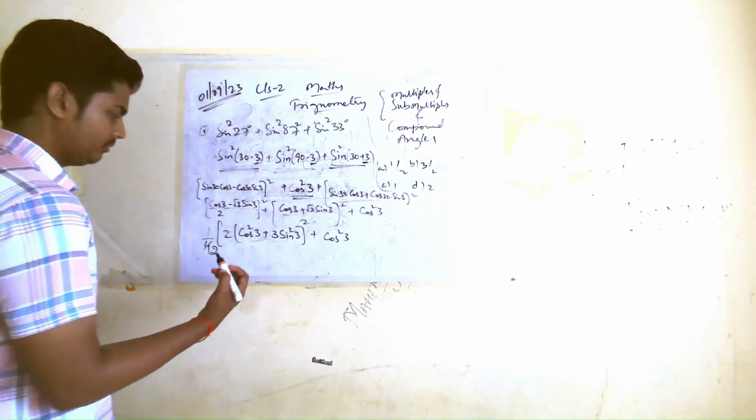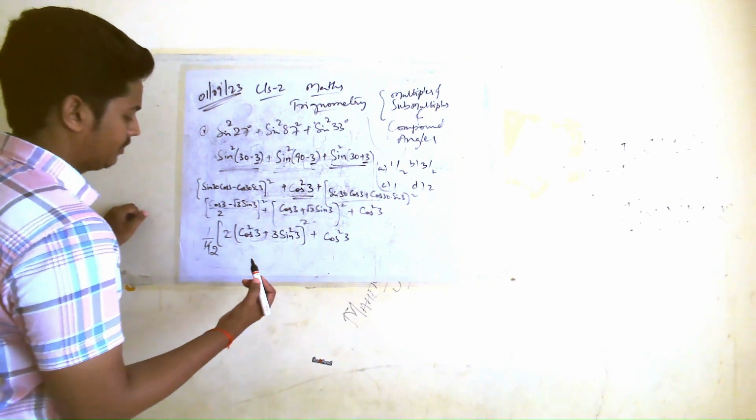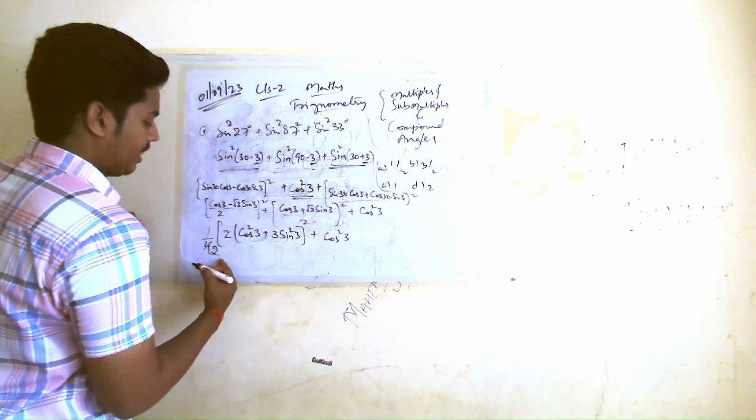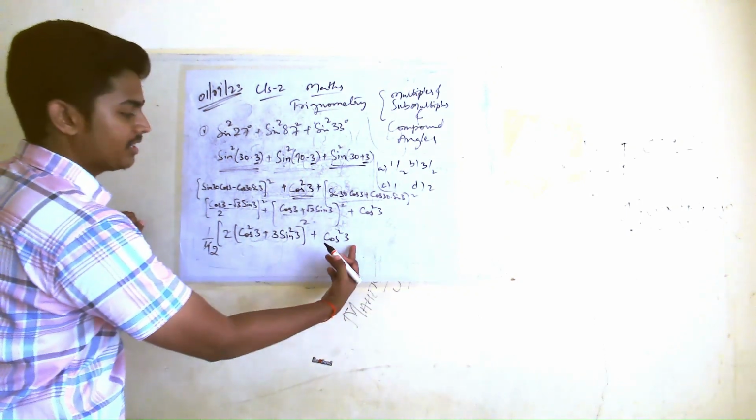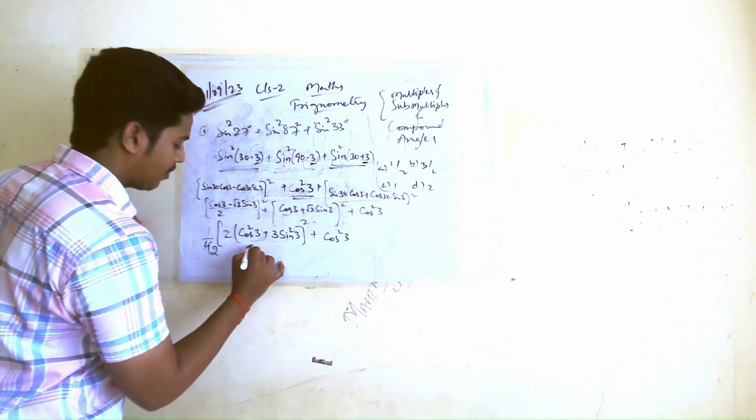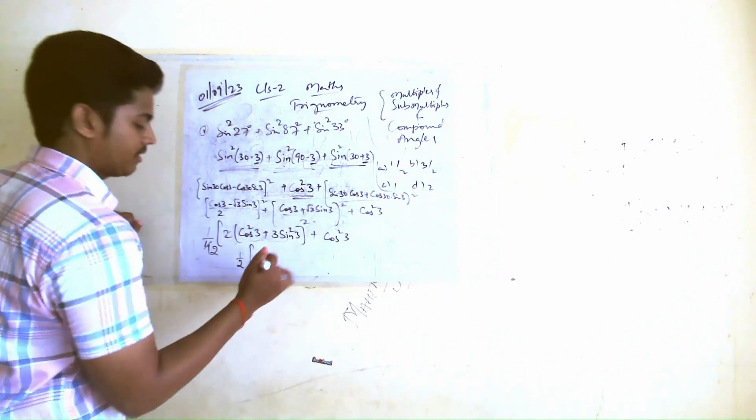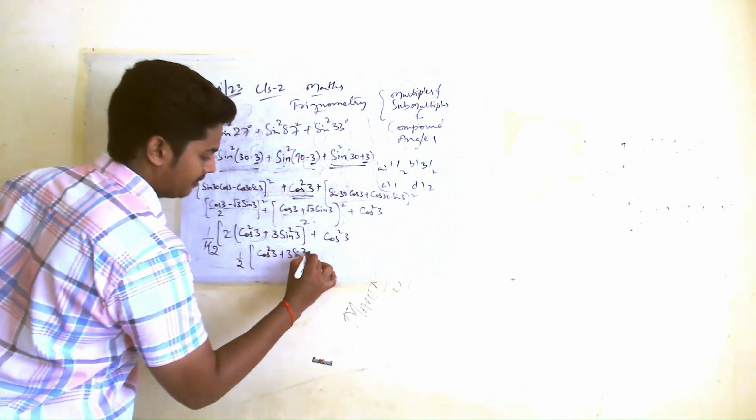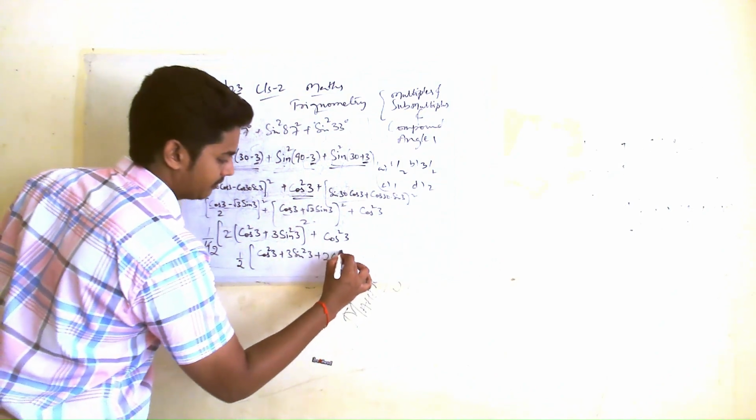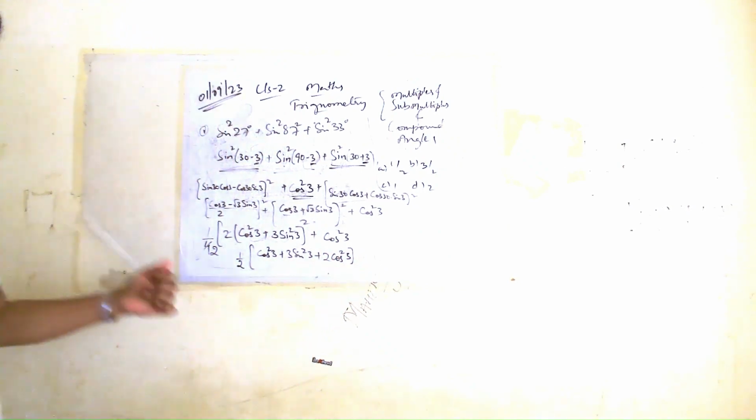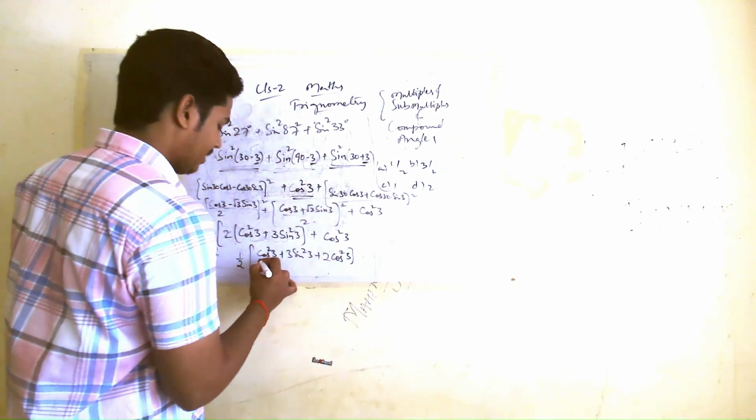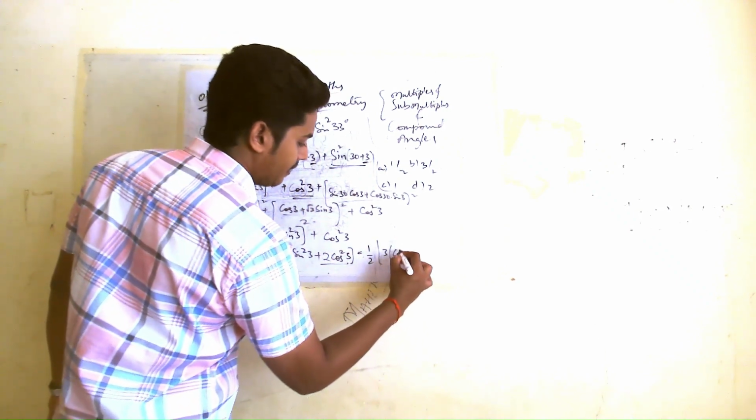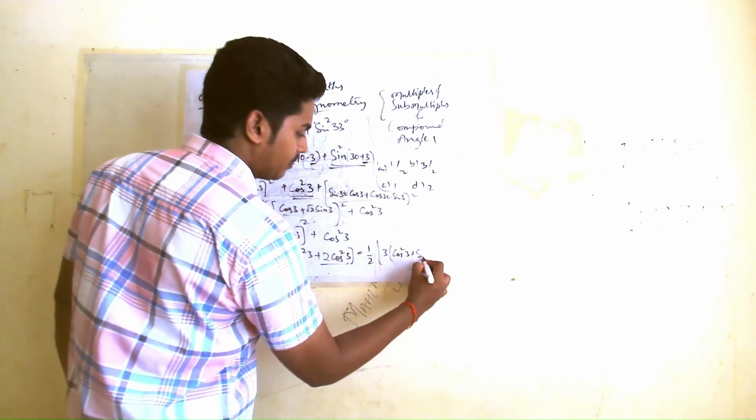Now check here. If I take 1 by 2 common for these 3 terms, I will get here cos square 3 plus 3 sin square 3, plus here also 2 cos square 3, because my 2 I am taking outside. So here cos square 3 plus 2 cos square 3 is 3 times cos square 3, and already it's 3 sin square 3.